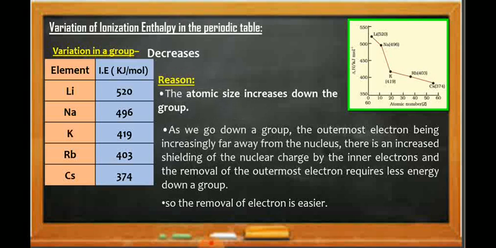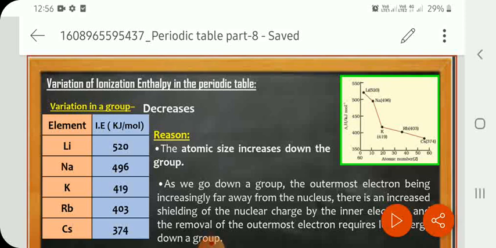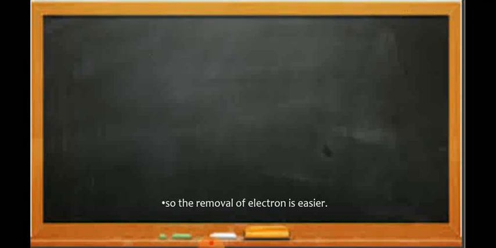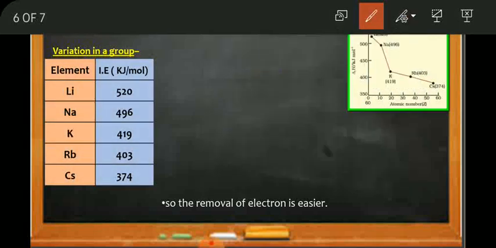So simple answer, atomic radius concept. When you move down, atomic radius increases, the outermost electron is more shielded by the inner electrons. When the distance between nucleus and outer electron increases, removal of electron will be very easy. Okay, so I'll show this effect. Let me show you how it will be easier.